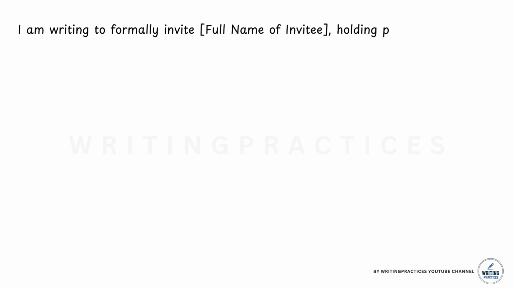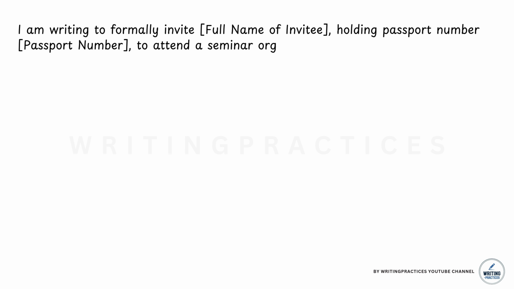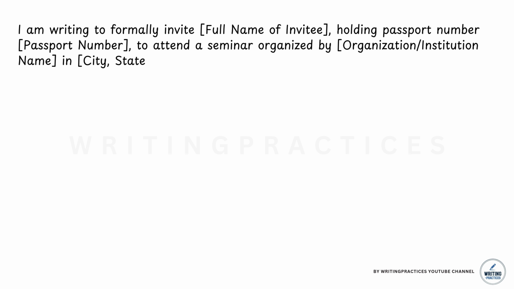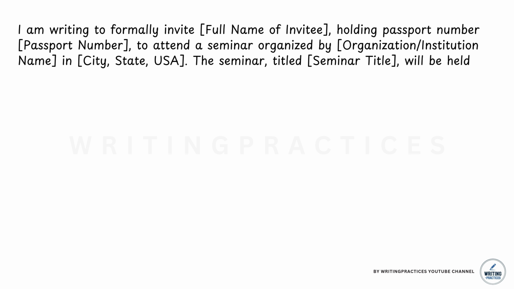Opening paragraph. Invitation details. The opening paragraph introduces the invitation itself. It should clearly state the invitee's full name, their passport number, and the purpose of the invitation. For example, I am writing to formally invite full name of invitee, holding passport number, to attend a seminar organized by organization or institution name in city, state, USA. The seminar, titled Seminar Title, will be held from start date to end date at venue or location.